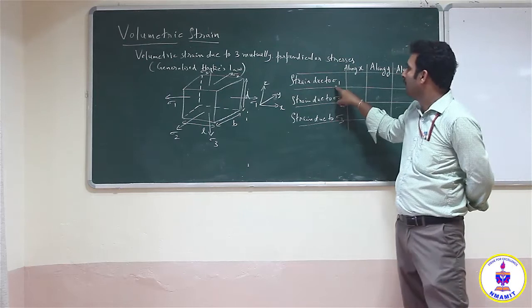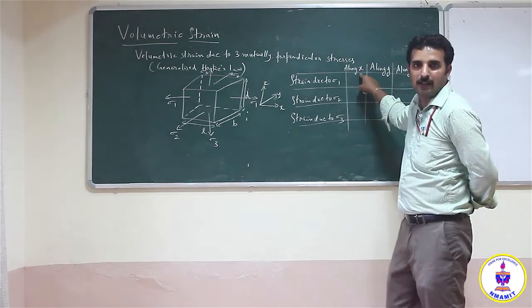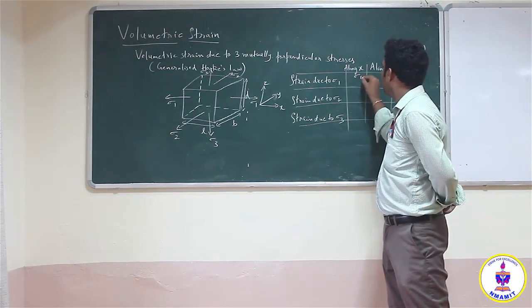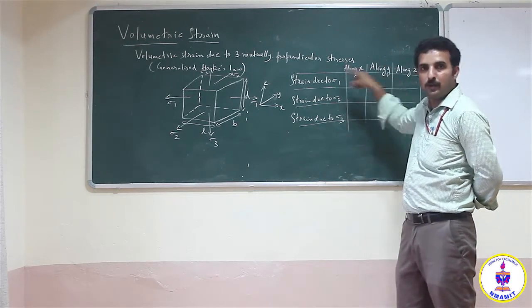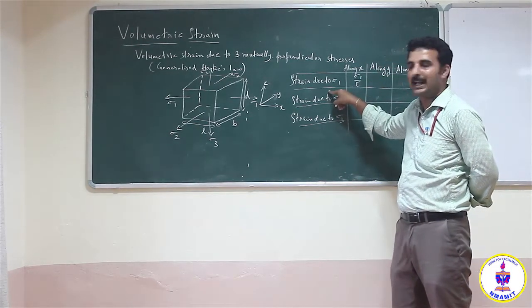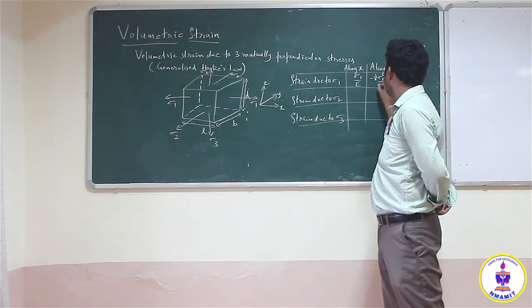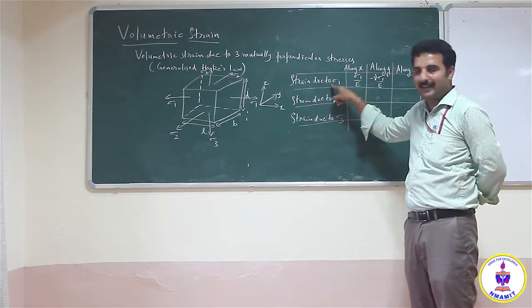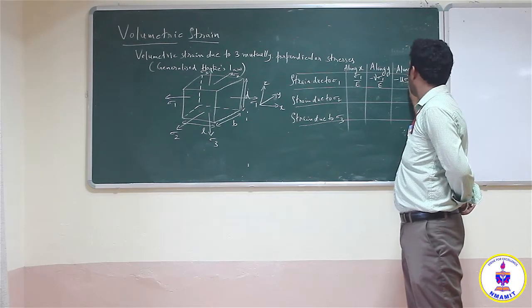So we'll start from due to sigma 1. What is the strain along x? Due to sigma 1, the strain along x is nothing but longitudinal strain, which is given by sigma 1 by E. Along y, due to sigma 1, it will be lateral strain, which is given by minus mu into sigma 1 by E. Along z, due to sigma 1, it is again lateral strain given by minus mu into sigma 1 by E.